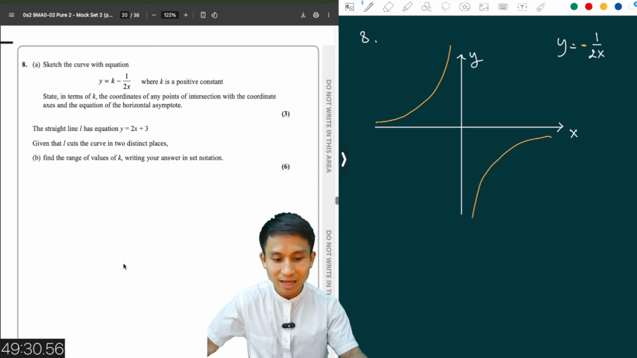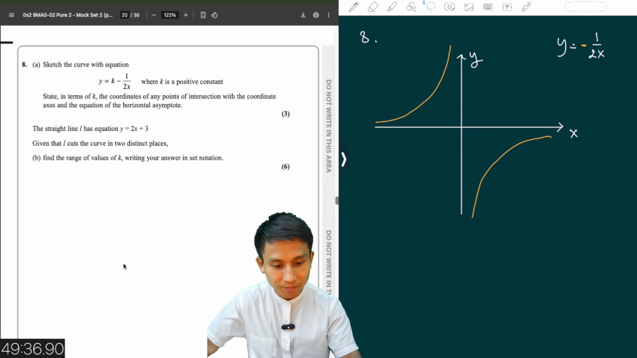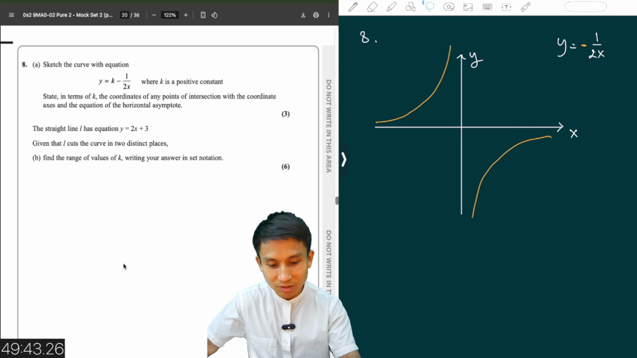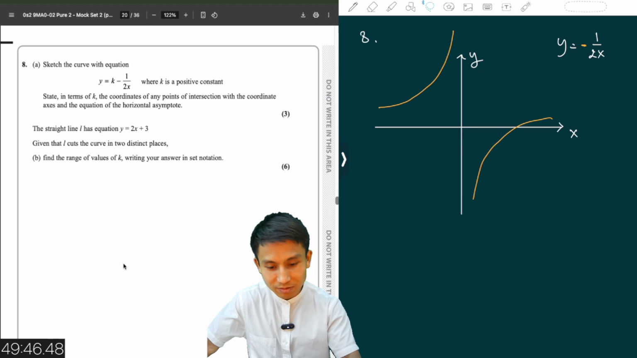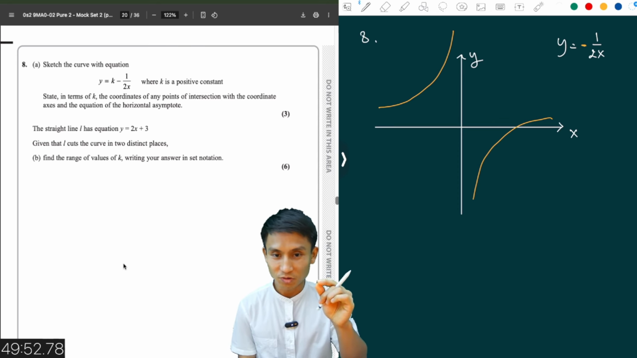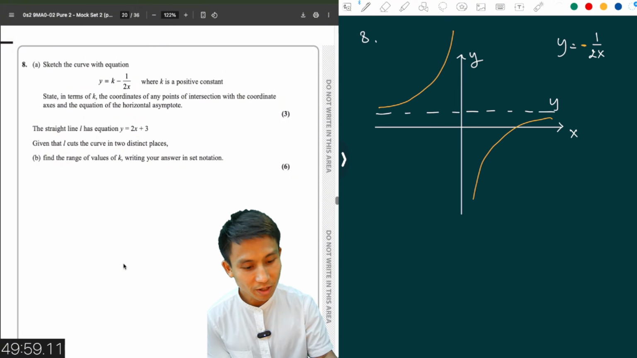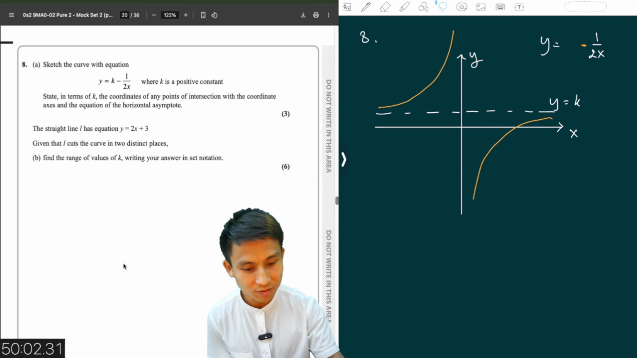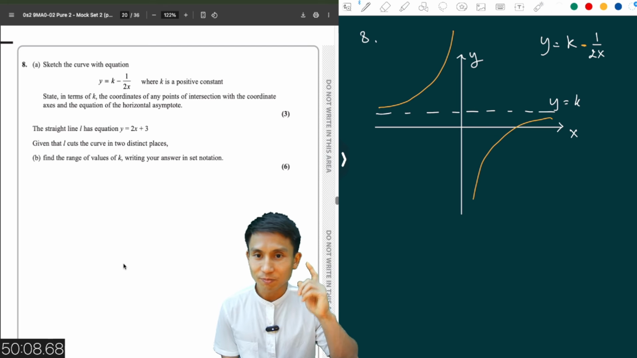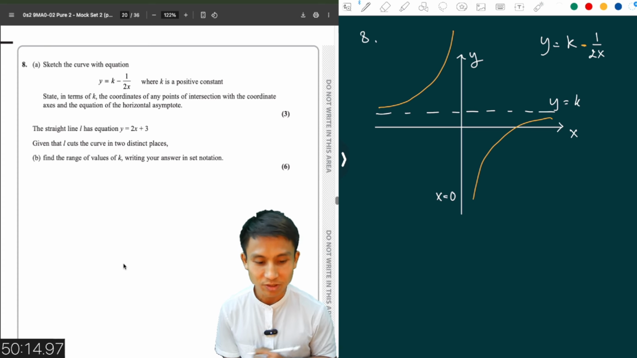And if you add k, the graph will shift up. From before, you have the horizontal asymptote being the x-axis, y equals 0. Now, being shifted up, the horizontal asymptote will change to y equals k, by the same amount of transformation to the graph. And we need to find the points of intersection with the axes. The vertical asymptote is x equals 0, it doesn't change.